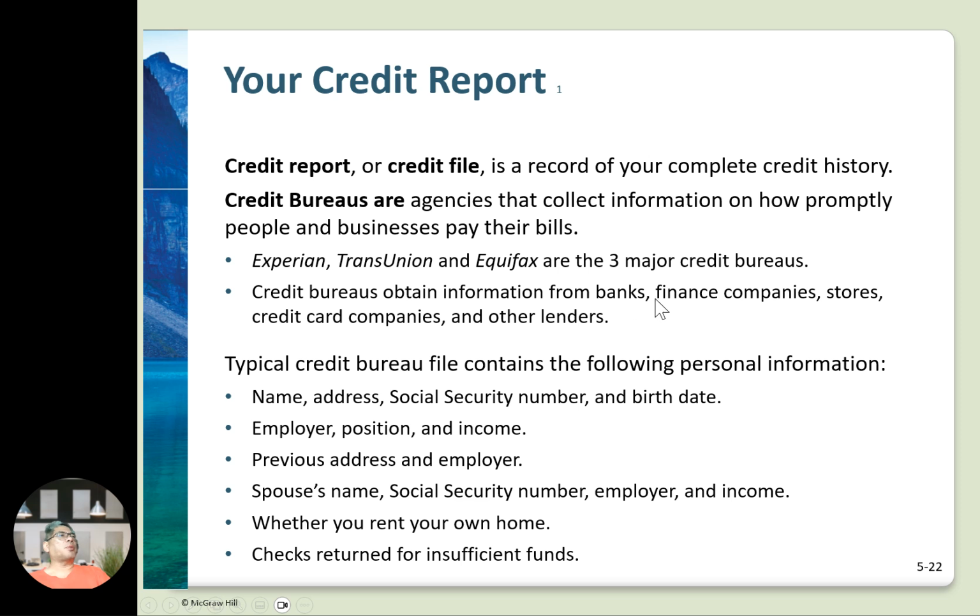Credit bureaus obtain information from banks, finance companies, stores, credit card companies and other lenders. A typical credit bureau file contains the following information: name, address, social security number, birth date, employer, position, and income, previous address and employer, spouse's name, social security number, employer, and income, whether you rent or own your home, and checks returned for insufficient funds.